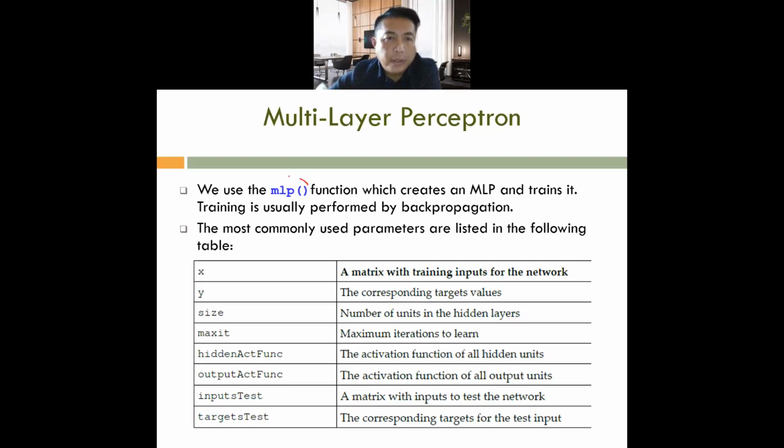So in R, we use this MLP function to create an MLP. We have X, which is the input, and Y, which is the target value or the output. This is the size of the hidden layer, and the maximum iteration. This is the activation function for all hidden units, and this is for the output unit. This is a matrix with input to test the network, and so on. So these are the documentation for the MLP.